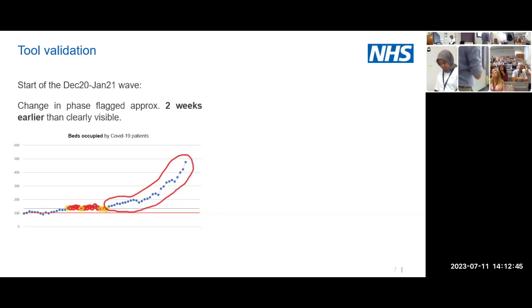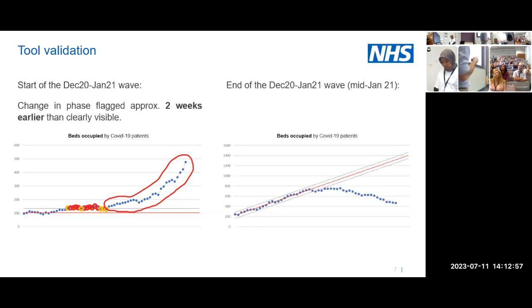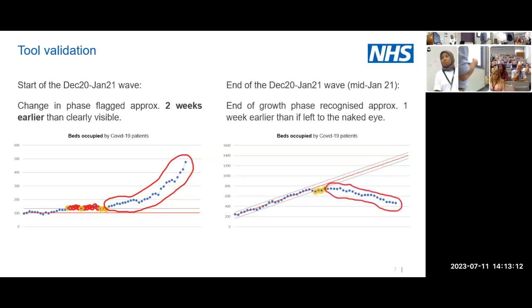As you can see, using this method, the changing phase would have been flagged almost 2 weeks earlier than when it was clearly visible using just the naked eye. Similarly, for the end of this winter wave, so mid-January 2021, I did the same thing. So you can see the limits. This was linear growth, so there is the center line and the upper and lower limits. And again, I marked the points, and you can see that approximately 1 week earlier than it was clear from the chart that the growth was slowing, we had the first amber flag here.